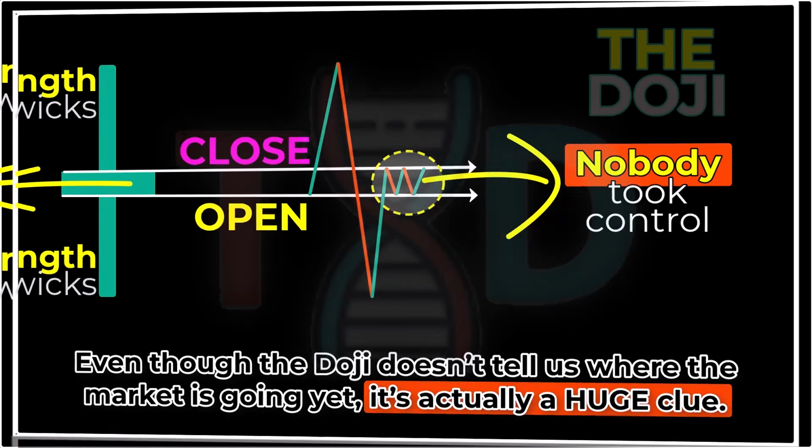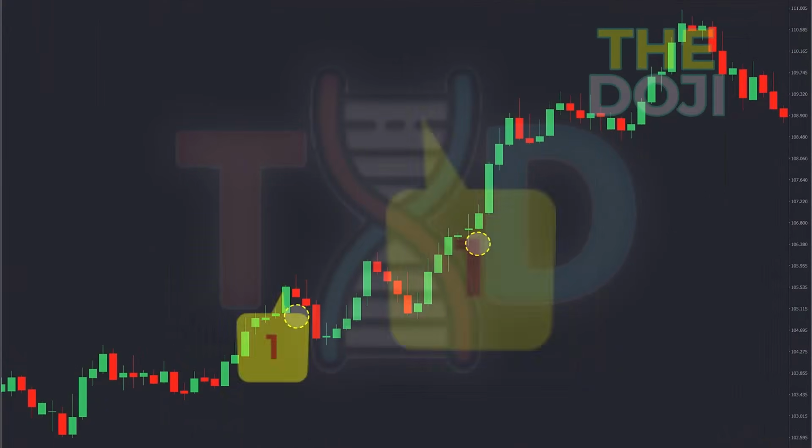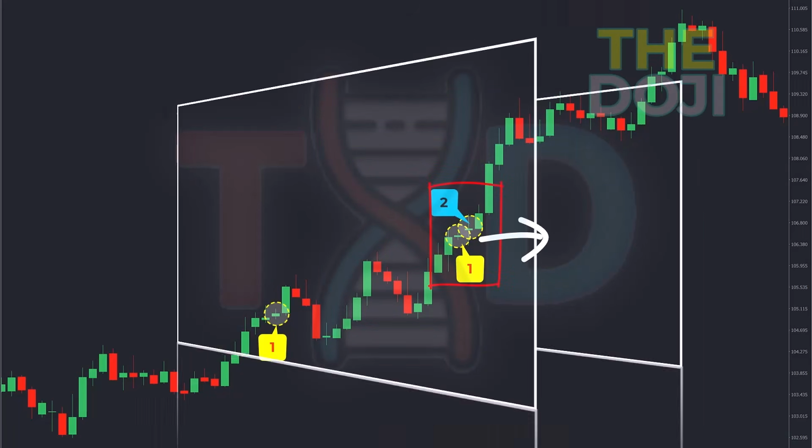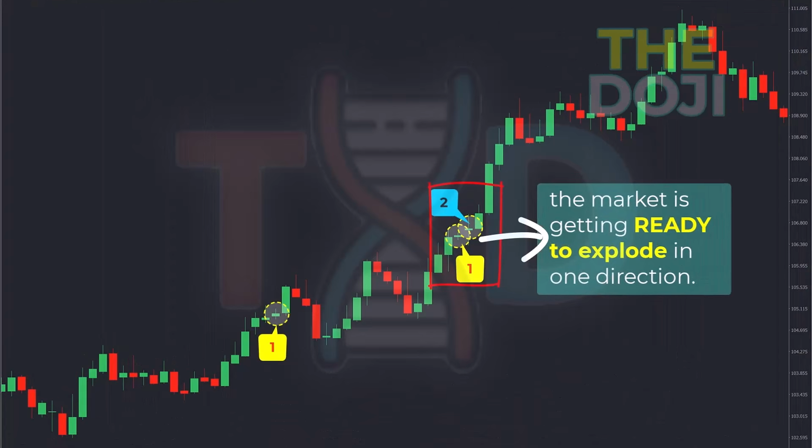Think of it like this. When you see one doji, it's a pause. But if you start seeing 2, 3, or even 4 dojis in a row, holy cow, the pressure is building. That's a sign the market is getting ready to explode in one direction. It's like shaking a soda bottle. Eventually, it's going to pop. So what do you do? You wait for the breakout.